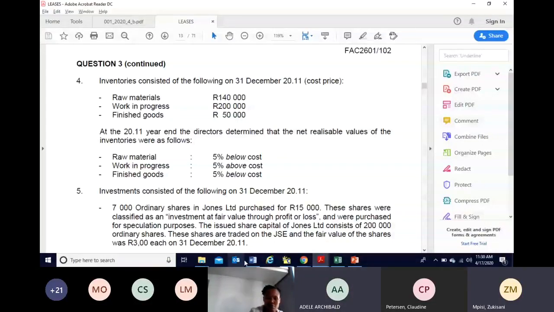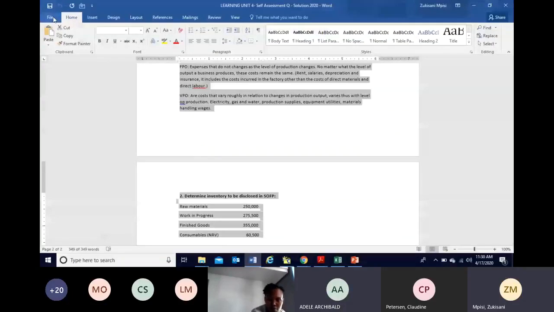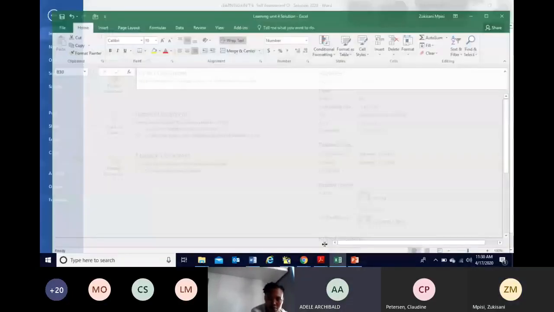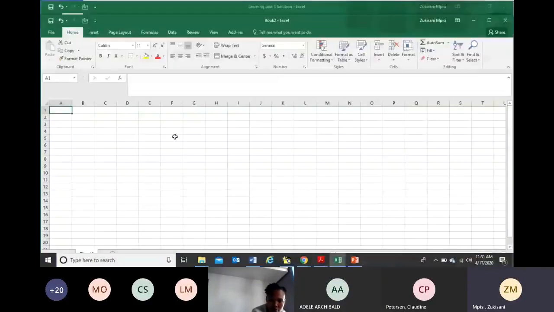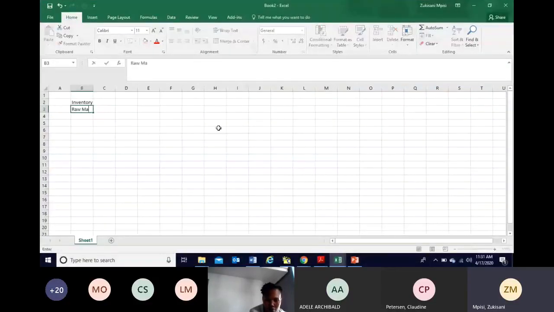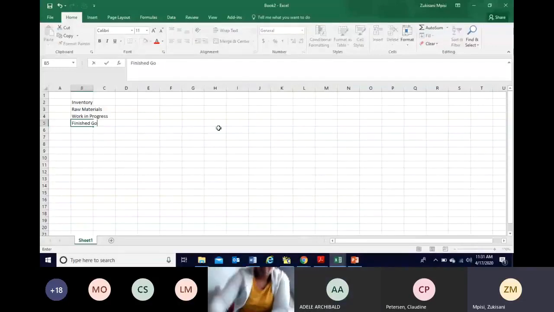Just want to open quickly a new sheet. So we've got inventory that we want to disclose. So these are the calculations that we want to make in terms of inventory. One, we know that we've got raw materials, we've got work in progress, and then we've got finished goods. This is your production environment.